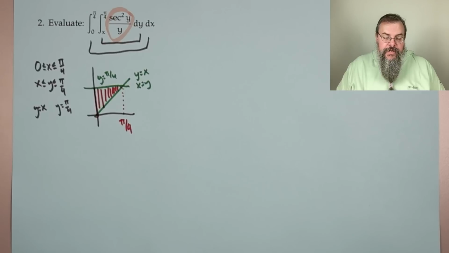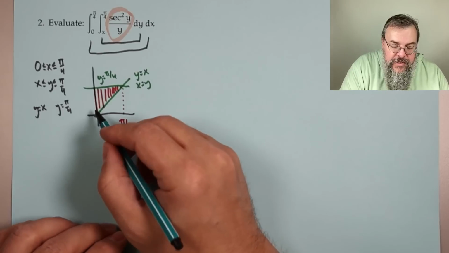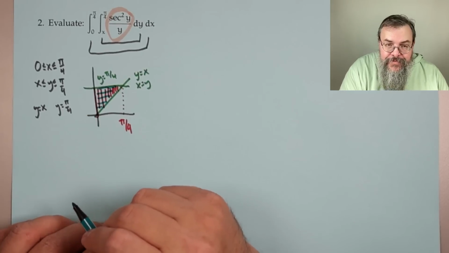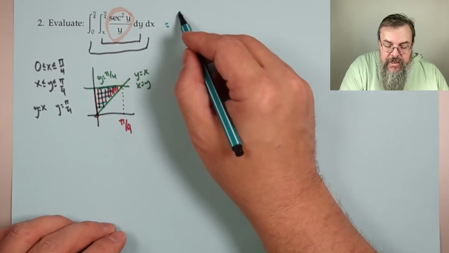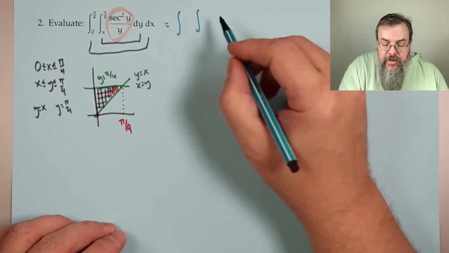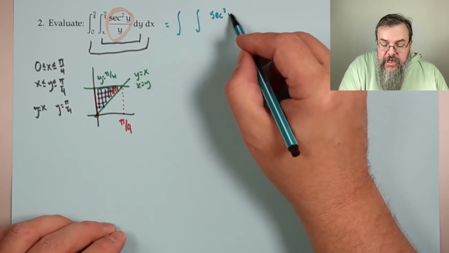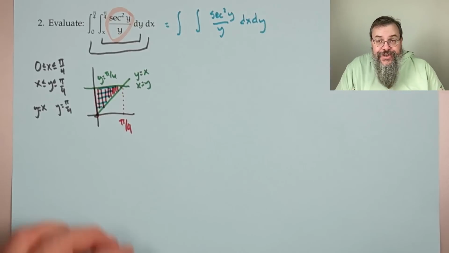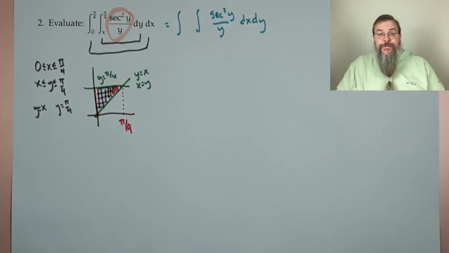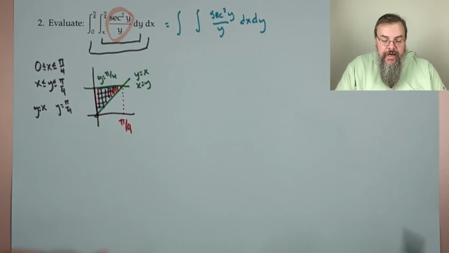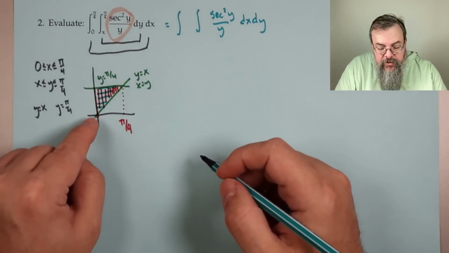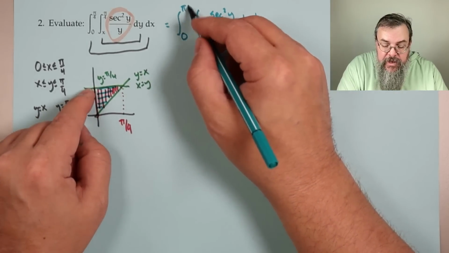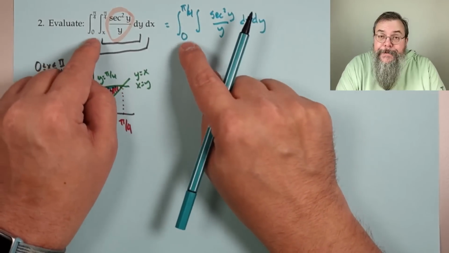How do we switch? Well, we're now going to go slice in the other direction. So we're slicing that way. So this will become integral, integral, same function, because we're not changing the function, we're changing the way we describe the region, which allows us to change the order in which we do the integration. Now, where does y go from? Well, it goes from 0 to pi over 4.